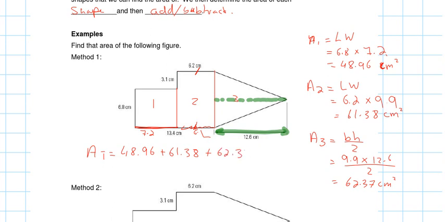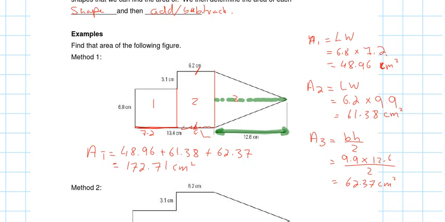And the total area was 153.18. Is that what you guys got? No? I don't know, I didn't add these properly. 48.96 plus 61.38 plus 62.37. 172.7. It's still squared, right? Yeah, because when you add, your unit stays the same.